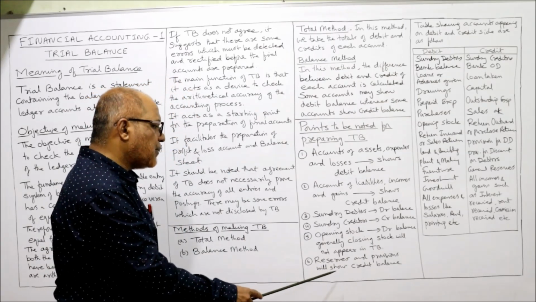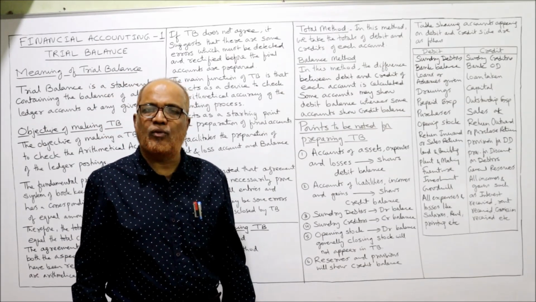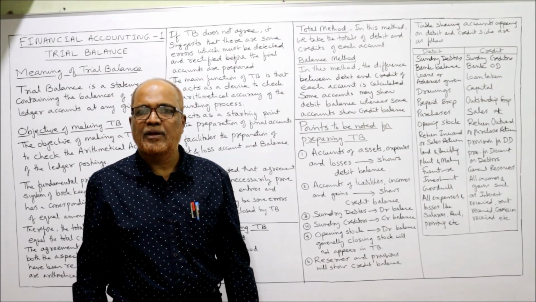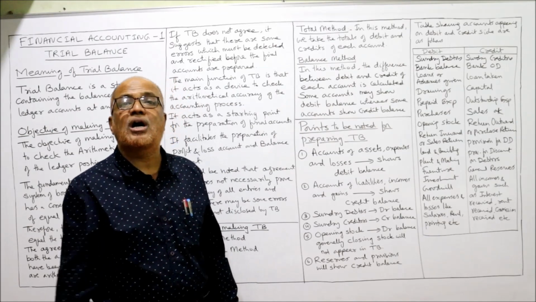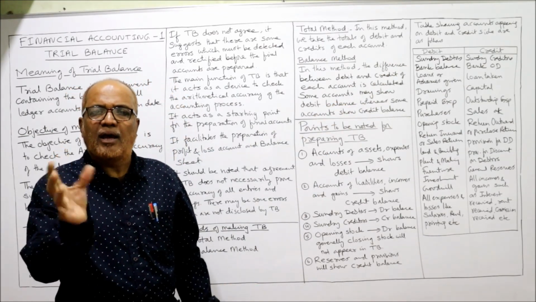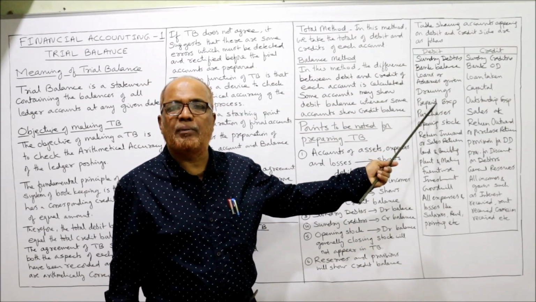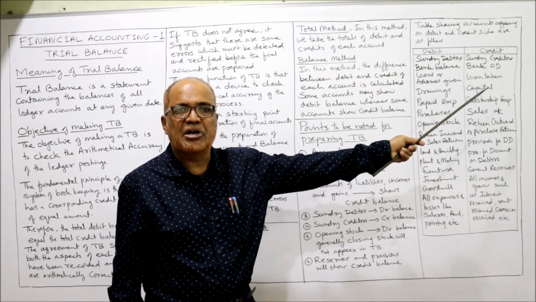Next, reserves and provisions will show credit balance. Reserve for doubtful debts, provision for doubtful debts, provision for taxation. Like that, reserves and provisions will show credit balance. Next, these are the points you have to remember. Now, in a statement form, I will explain what are the items that will show debit balance and what are the items that will show credit balance.